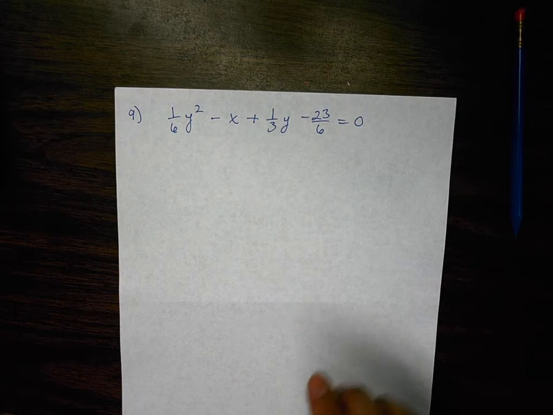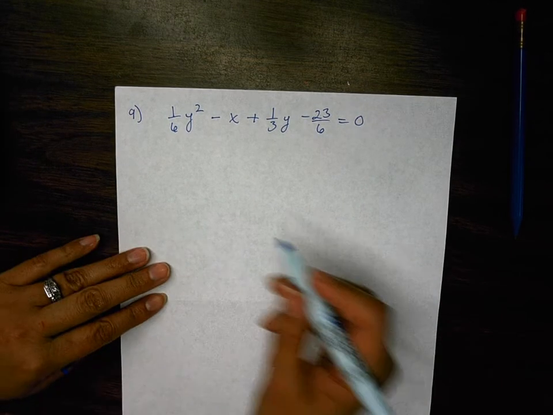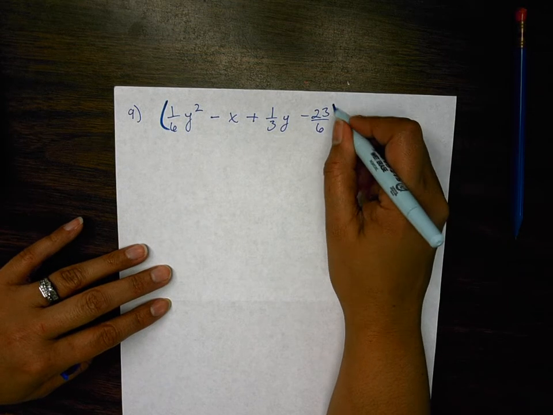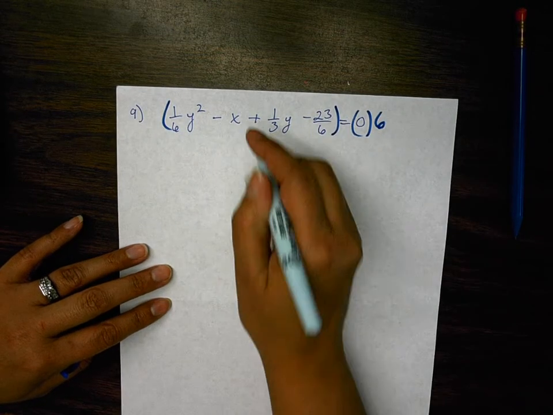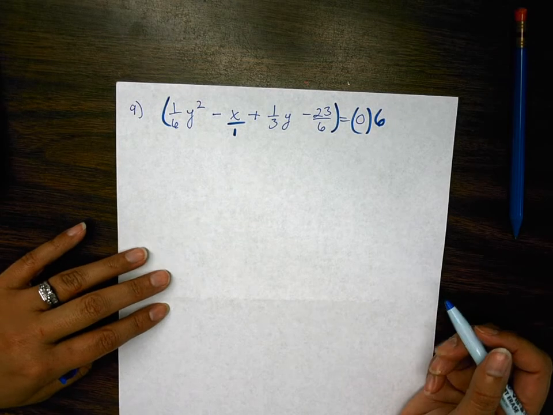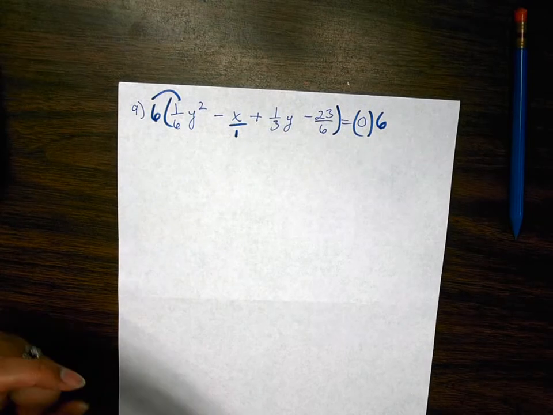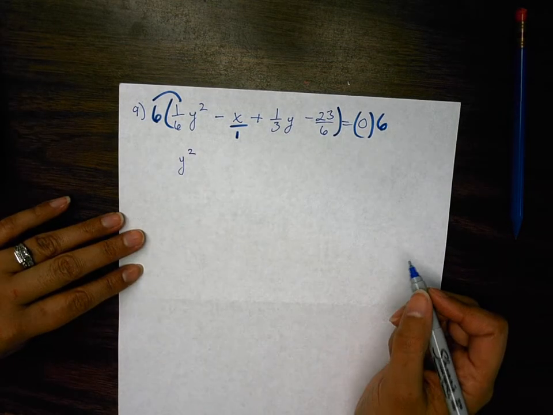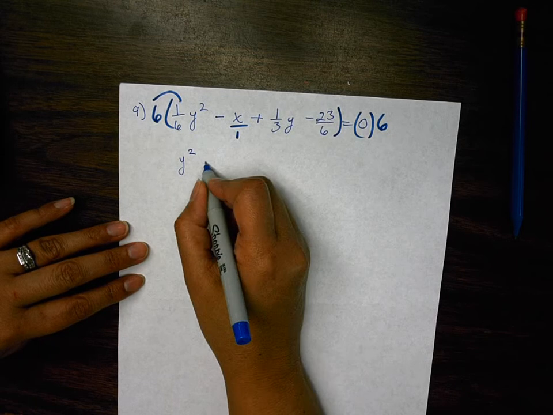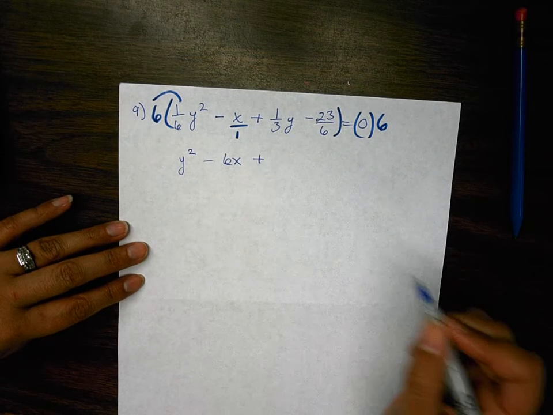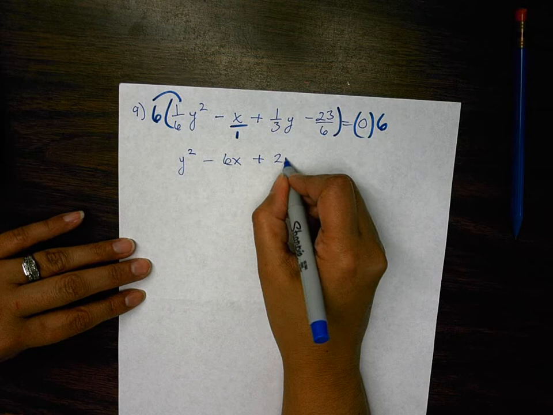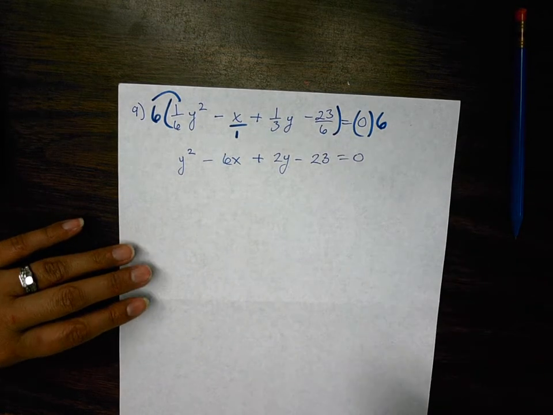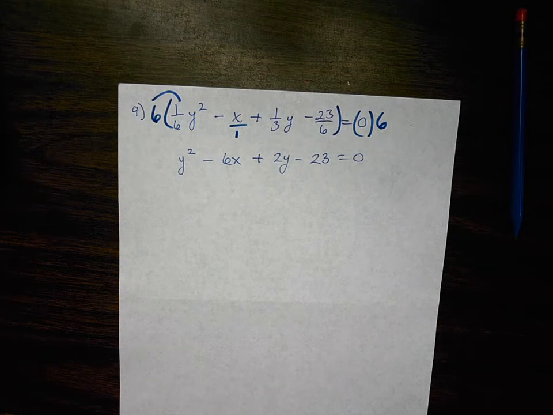Before I even address that, what should I multiply everything by first, and why? Somebody said 6. She's correct. Okay, why 6? Because that's the common denominator. Do you guys agree? Okay, so distribute. What's the first piece going to give us? Y squared. Will 6 over 6 become just y squared? Okay, minus 6x plus 6 over 3 would become 2y minus 23 equals 0.